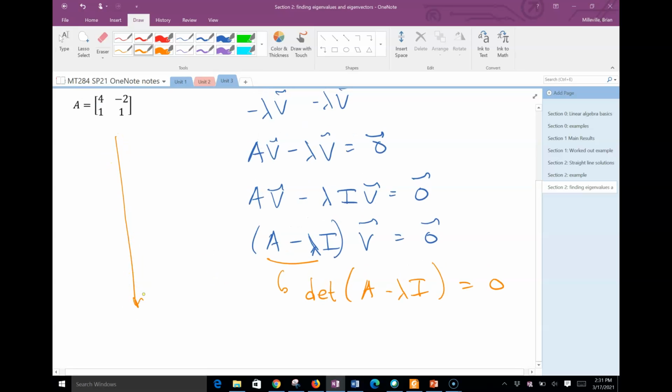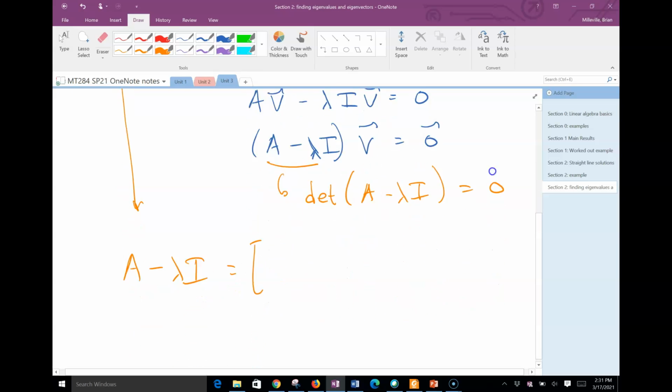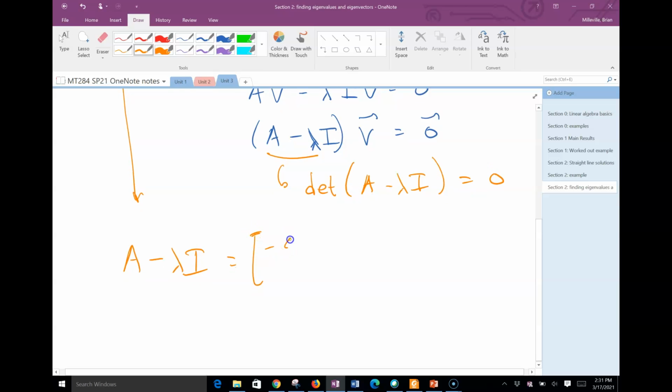Alright, so let's put that into play now with this matrix here: 4, negative 2, 1, 1. The first thing we want to do is write out the matrix A minus lambda times the identity. So what do we have? 4, negative 2, 1, 1, and then it's minus lambda times the 2 by 2 identity matrix, which has 1s down the main diagonal, 0s in the off diagonal.